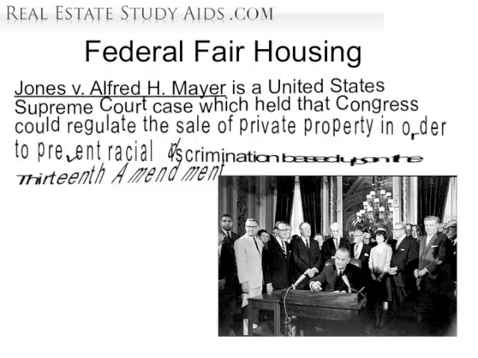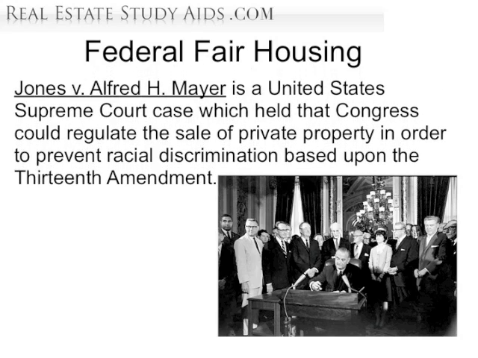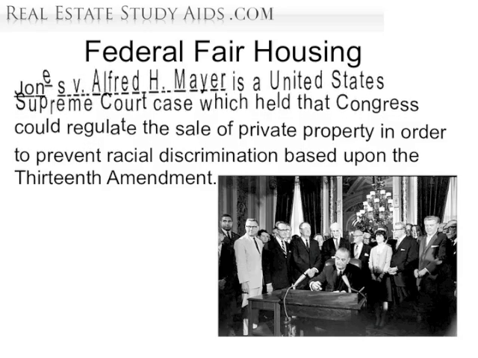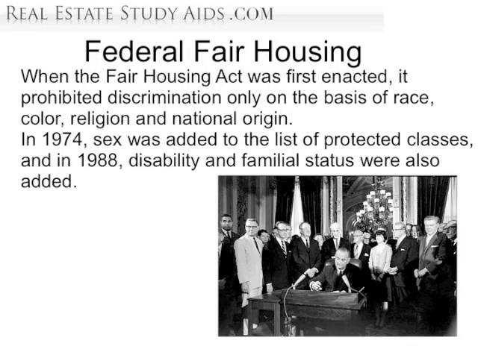Jones v. Alfred H. Mayer is the United States Supreme Court case which held that Congress could regulate the sale of private property in order to prevent racial discrimination based upon the 13th Amendment. When the Fair Housing Act was first enacted, it prohibited discrimination only on the basis of race, color, religion, and national origin.